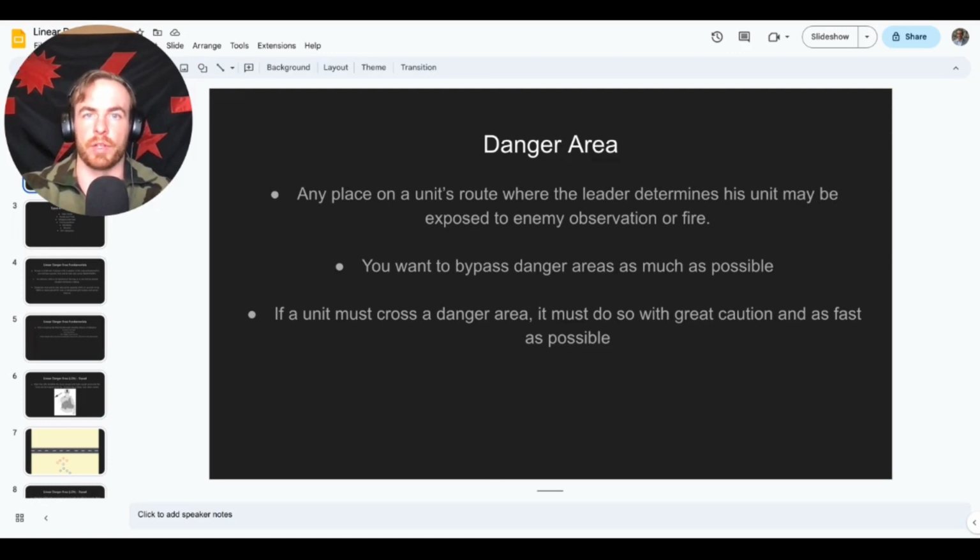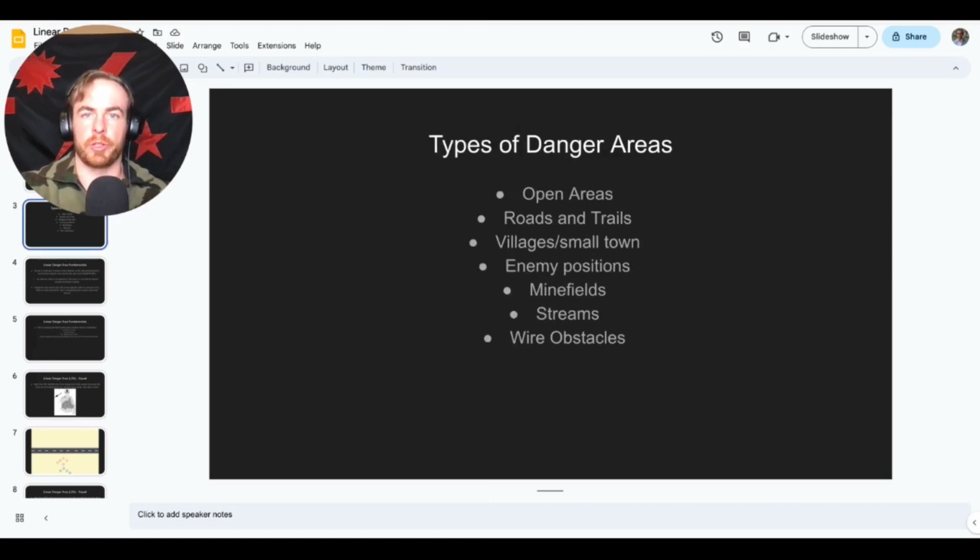Obviously, over the course of a patrol, you might have to cross a danger area. When you do so, you want to do it as fast and efficiently as possible and with great caution, keeping up with the principles of patrolling. There are a bunch of different types of danger areas. You've got open areas, like a large or small clearing. You have roads and trails, villages or small towns, enemy positions, minefields, streams, wire obstacles. And today we are talking specifically about linear danger areas.